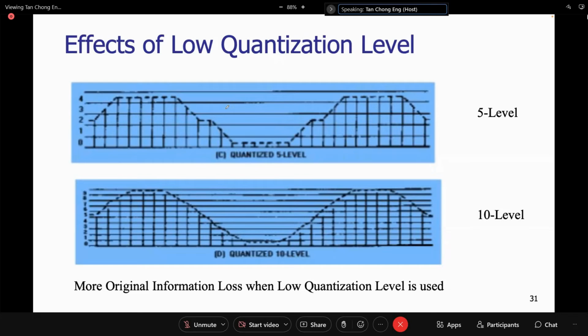Right? So you can see 5 level compared to 10 level, which one is better? Which one looks smoother? Of course, the 10 level one. So when you have 10 levels, then your resolution is higher.